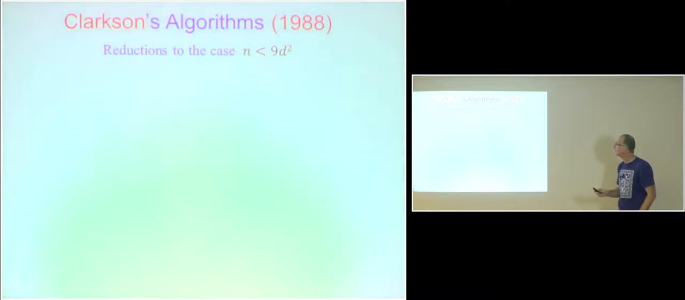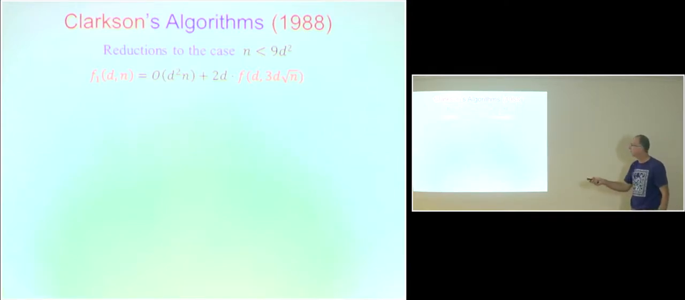Next item on our agenda is a reduction by Clarkson, which shows that we can essentially concentrate on the case in which the number of inequalities is not more than quadratic in the number of variables, in the dimension. Clarkson gave two algorithms. The first algorithm is the following. Let me explain how this should be interpreted. Suppose that we already have a linear programming algorithm whose complexity is bounded by f, a function of d and n, the number of variables. We just saw our first bound, d factorial times n.